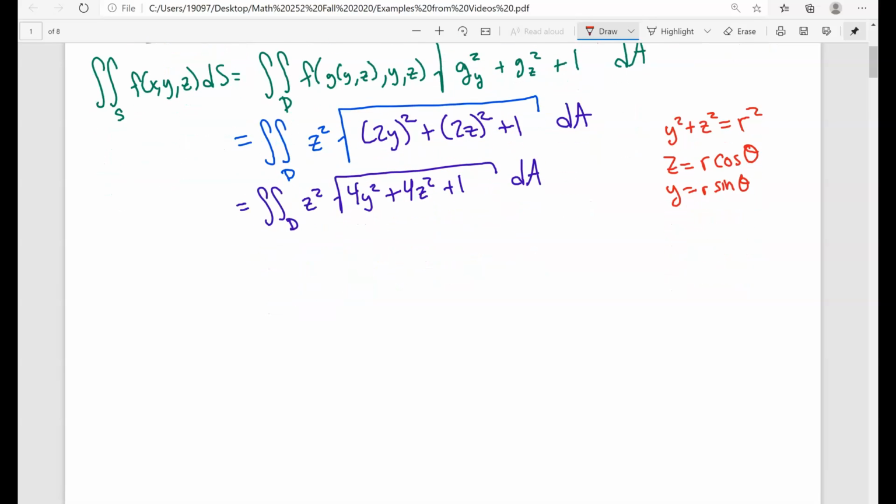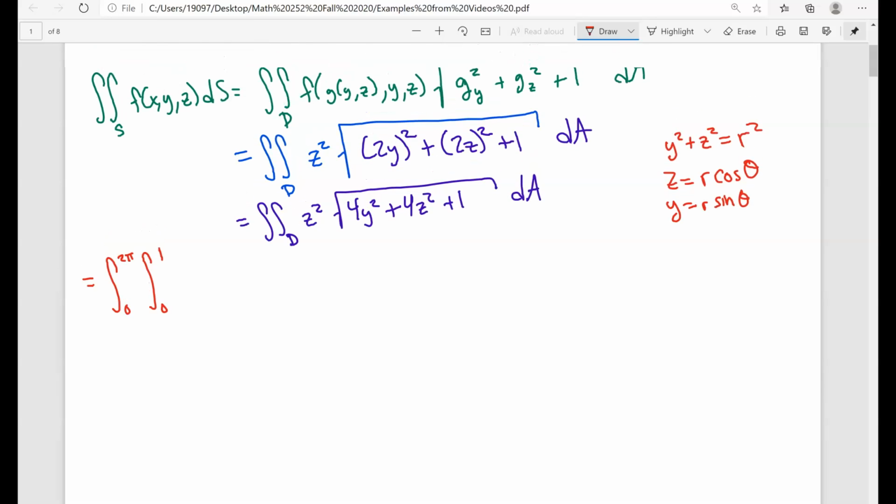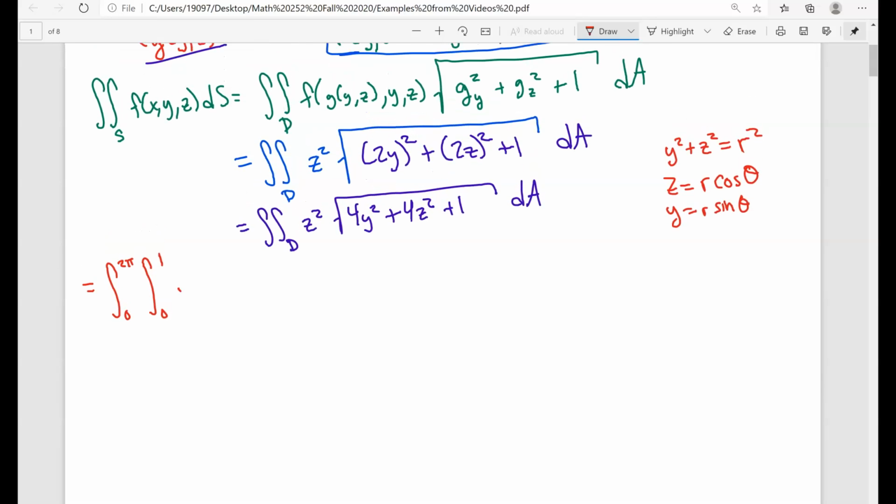So let's go ahead and substitute everything in there. We can see that my theta value is going to be from 0 to 2 pi because it's a whole circle. Then my circles are going to go from radius 0 to radius 1. Then we have z. What would z be? Z is r cosine theta, so that will be r squared cosine squared theta. And then on the inside, notice that we can factor out a 4. Y squared plus z squared will just give me r squared plus 1. And then we've got to figure out what dA is. That's just going to be, in polar, r dr d theta.